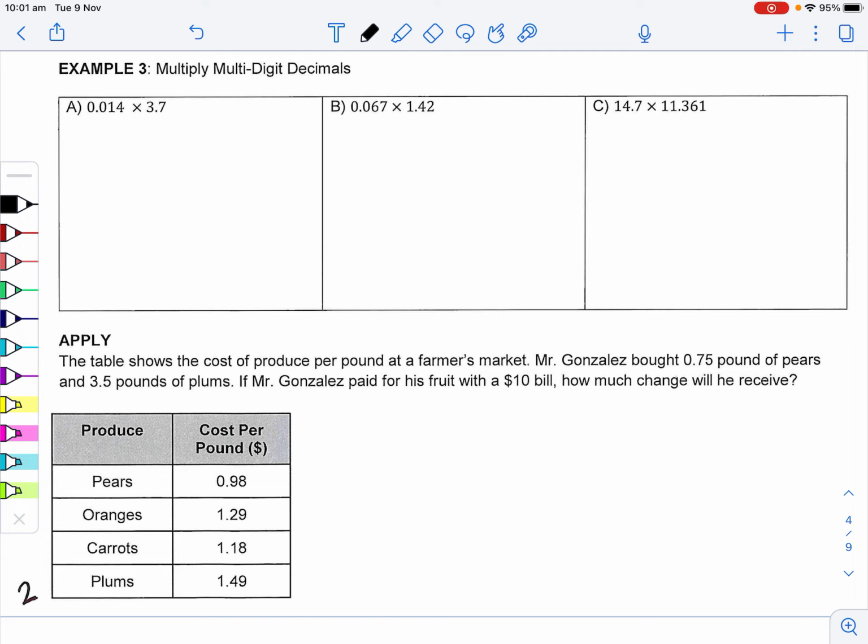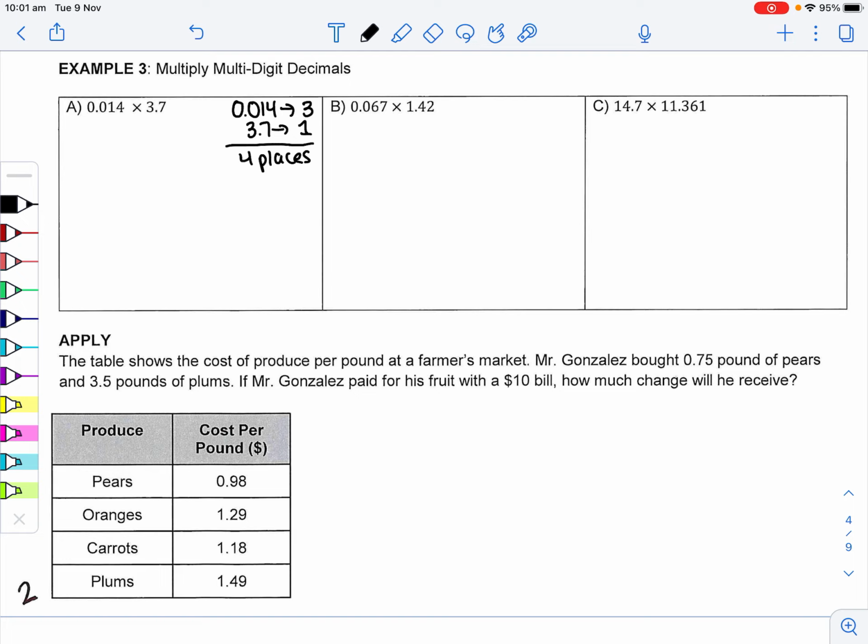So in this first set of numbers, I'm going to look at 0.014. And that has 3 decimal places. 3.7 has 1 decimal place. So 0.014 is 3 decimal places, and then the 3.7 is 1 decimal place. So I've got 4 places all together. That means after I'm done multiplying, I need to put 4 decimal places back into my number.